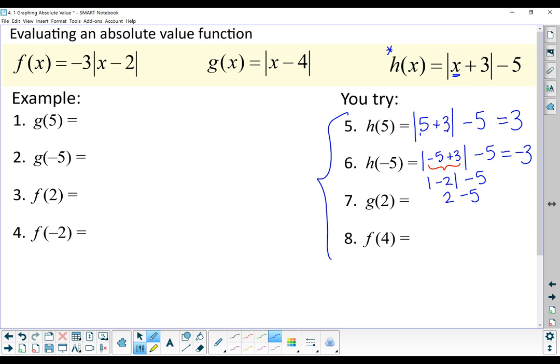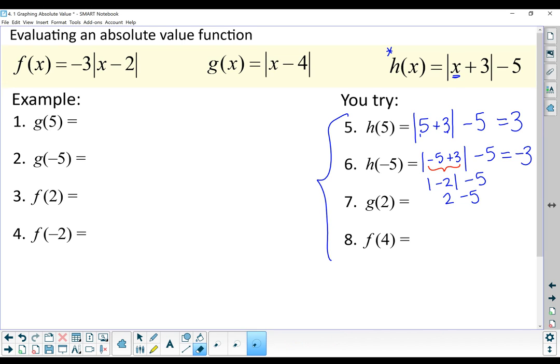Just because there's an absolute value in the function does not mean you have to have a positive answer. There's other things happening in that function as well. So we do end up with negative 3 there as our answer.